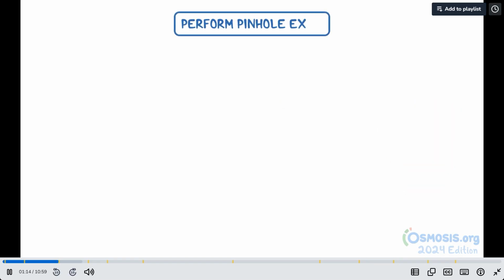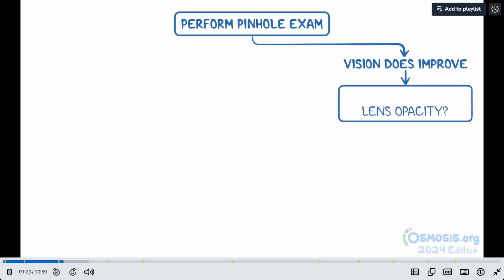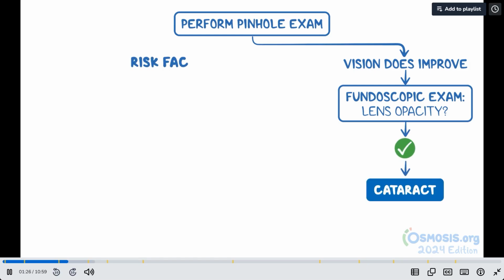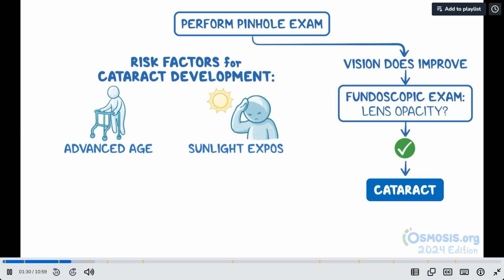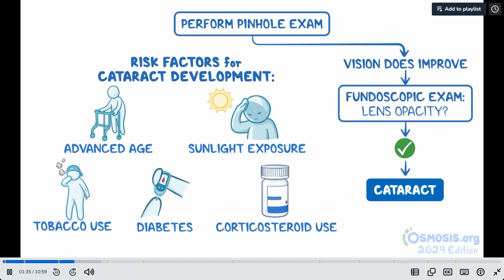On the flip side, if the patient's vision does improve with the pinhole exam, your next step is to assess for lens opacity on the fundoscopic exam. If lens opacity is present, you should diagnose a cataract. Risk factors for cataract development include advanced age, sunlight exposure, tobacco use, diabetes, and corticosteroid use.